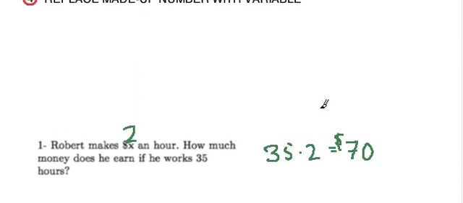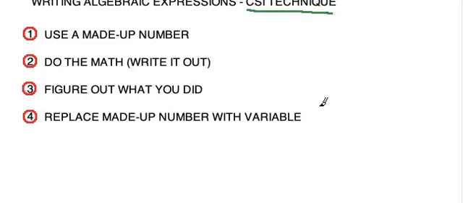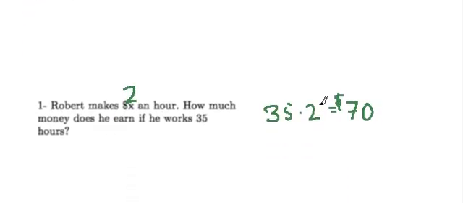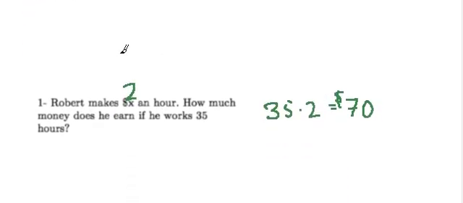And that's what this technique relies on. That's where you see here it says step 1, use a made-up number. That number 2 that we made up as the value he makes an hour, we replace the variable with some made-up number. I could have used 10. I could have used 100 if I wanted to make it so that Robert makes a better wage. But whatever value I use, I then do the problem as if that's the actual amount, and then I figure out what I did. So what I did was, once I knew it was $2 an hour, I instinctively multiplied it by 35 to get 70.